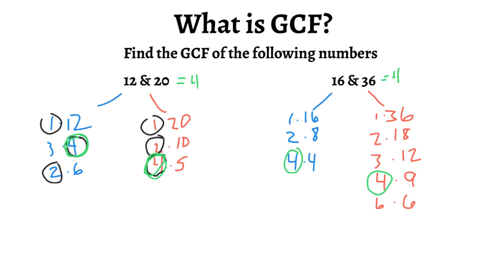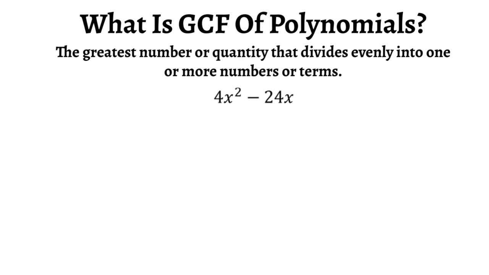Now, this was a quick review of how to find the greatest common factor, the greatest number or term that they both share in common. We're going to follow this up with greatest common factors of polynomials. So let's get to this. What does it mean to have the greatest common factor of a polynomial? Here we're dealing with multiple terms. We're looking for the greatest quantity, term, or variable that both things have in common.